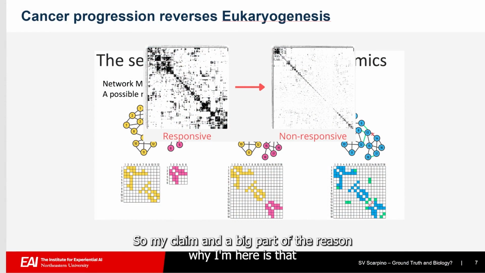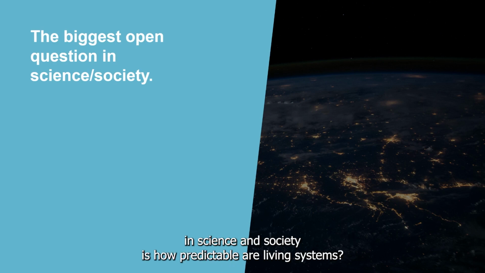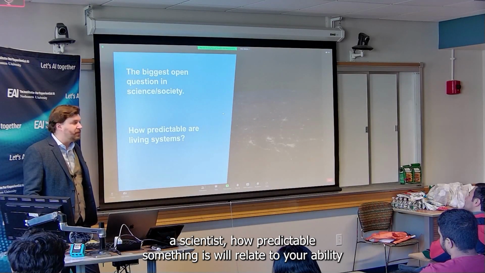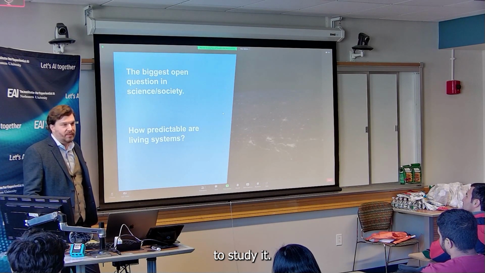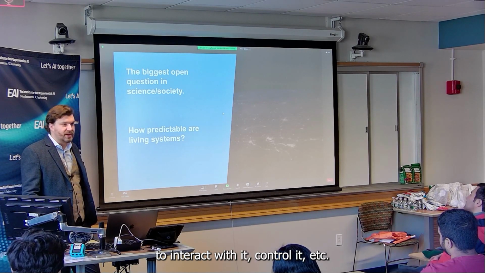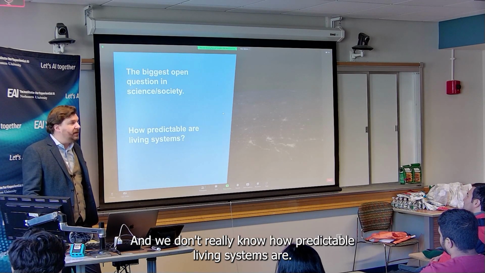So my claim, and a big part of the reason why I'm here, is that I am convinced the biggest open question right now in science and society is how predictable are living systems? So if you're a scientist, how predictable something is will relate to your ability to study it. If you're a practitioner, how predictable something is will relate to your ability to interact with it, control it, etc. And we don't really know how predictable living systems are.